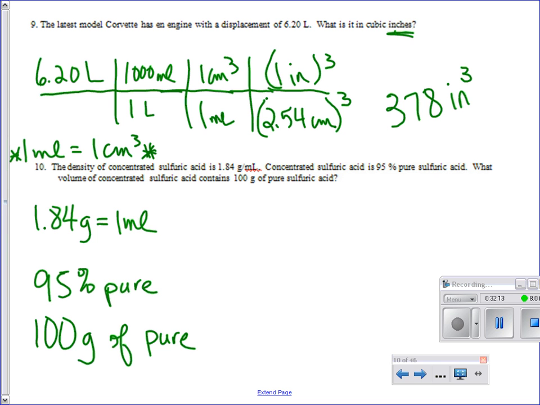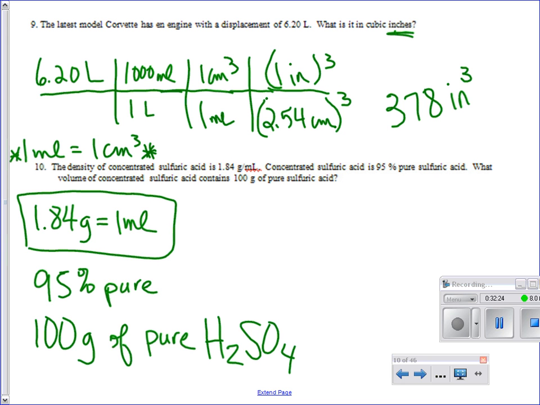Does anybody remember the formula for sulfuric acid? Nice. Good job. Okay. So this is the density of sulfuric acid. Is this pure sulfuric acid? No. 1.84 grams is equal to 1 mil. How much of this is actually sulfuric acid? 95% of it. So how many grams are actually in 1 mil?